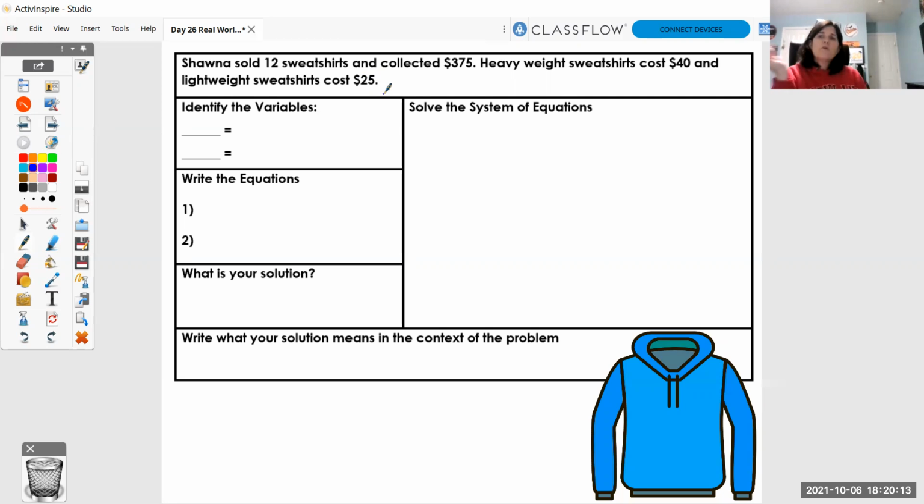Okay, so what are the two variables here? This one is a little bit different. We have different information. That's right, we have two different kinds of sweatshirts. So I'm going to let X equal the heavy sweatshirt or heavyweight. And I'm going to let Y equal the lightweight.